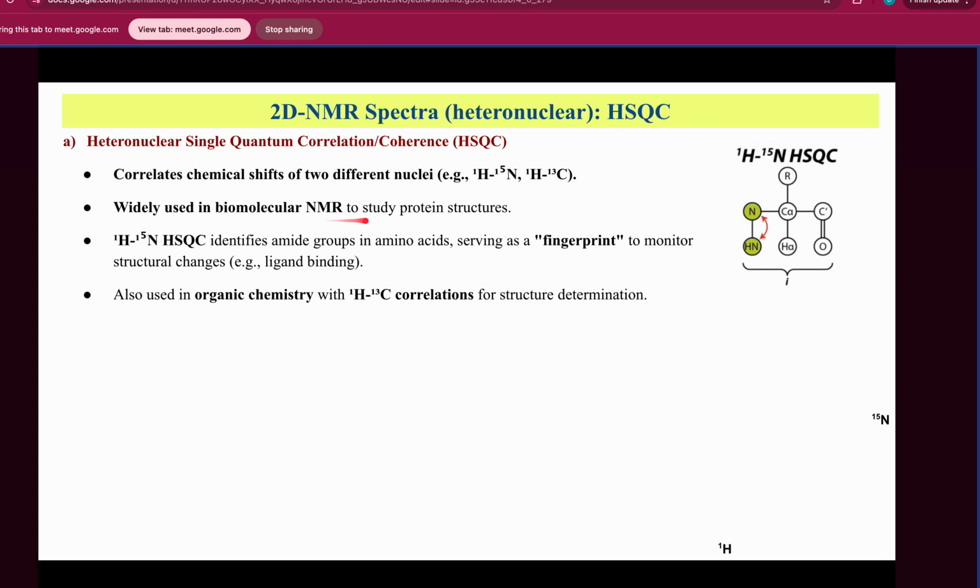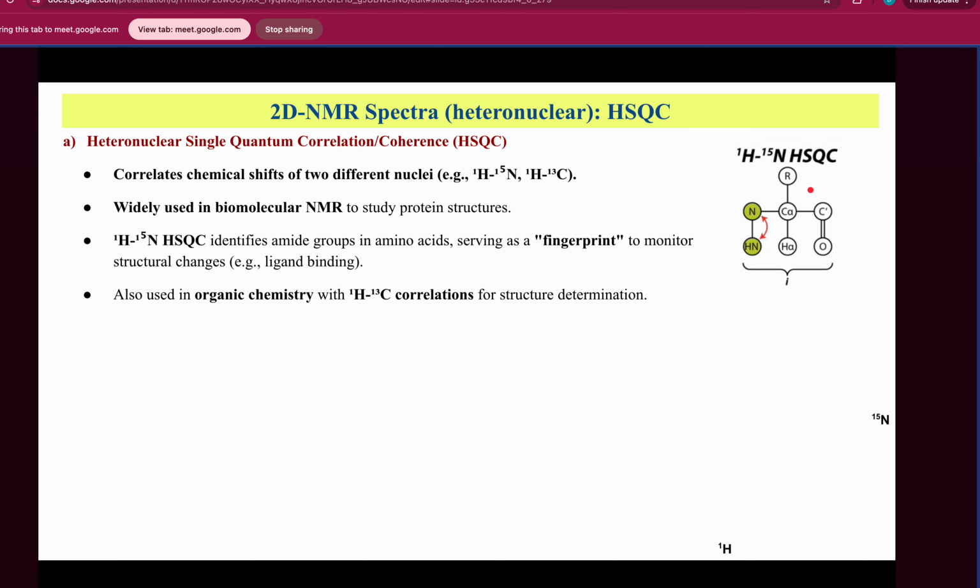So it is widely used in biomolecular NMR to study proteins, because in proteins the NH and CH atoms are interacting with each other. So these are different atoms which are interacting. It identifies the amide groups in amino acids, serving as a fingerprint to monitor structural changes or ligand binding. So for example, in this case, we have the amino terminal end of the amino acid.